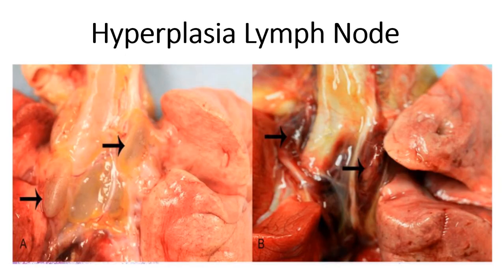There are also other examples, like hyperplasia. Hyperplasia means increased number of cells. For example, this one here is the lymph nodes in dogs. Okay, this is the lungs. This is what we call peribronchial lymph nodes. This is the normal lymph node, and this one here is a swollen lymph node. You will learn later in systemic pathology. This is what we call lymphadenopathy.